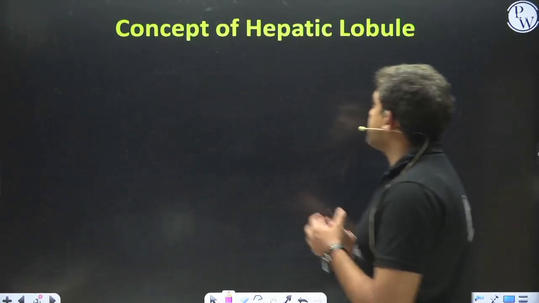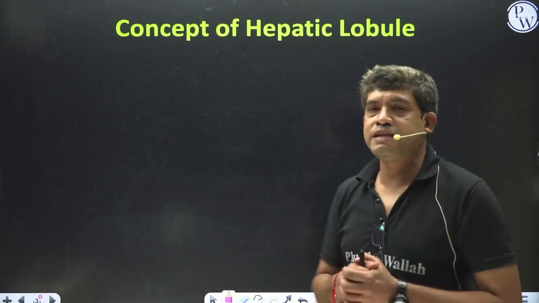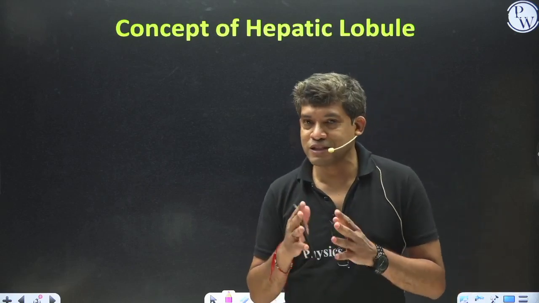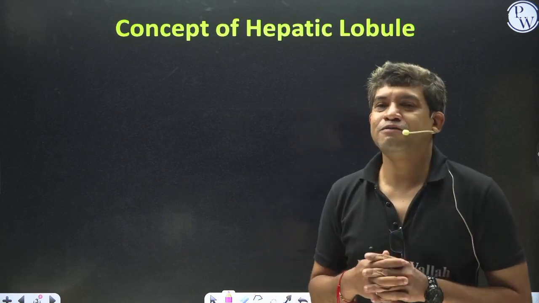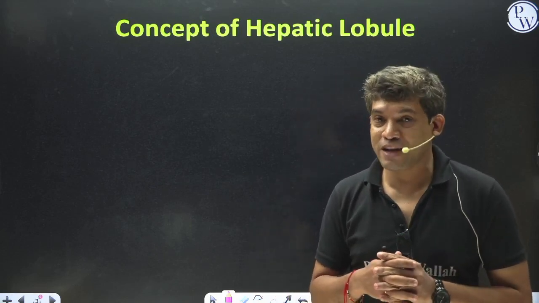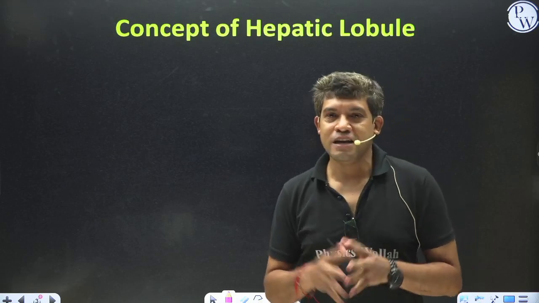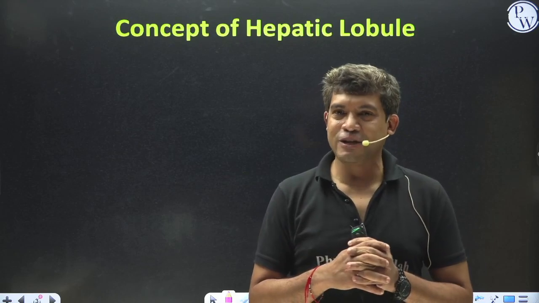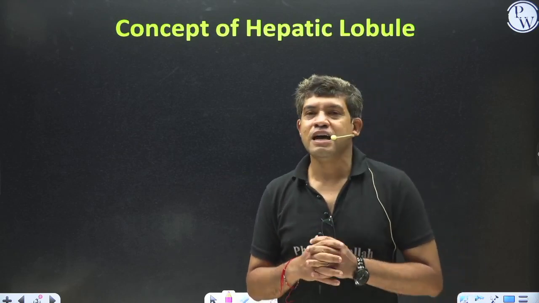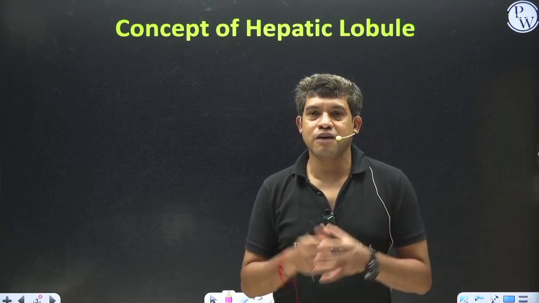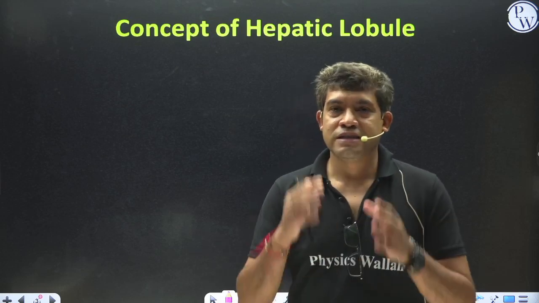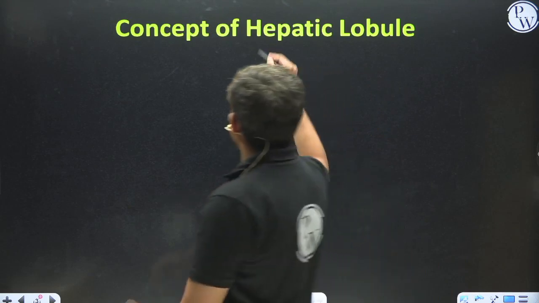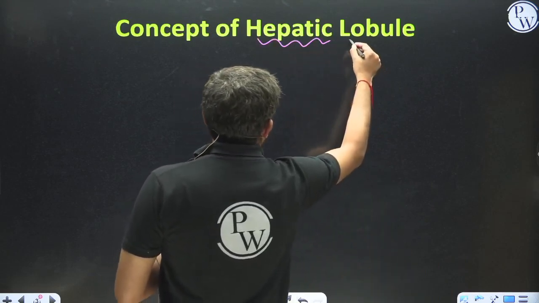Now you have to know that, for example, in the case of a kidney, the structural and functional unit is the nephron. Similarly, in the case of the liver, the hepatic lobule is very important, which is also the structural and functional unit of the liver. Let us see how it looks and what the important features and structures associated with this hepatic lobule are.